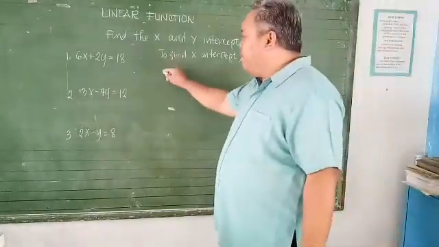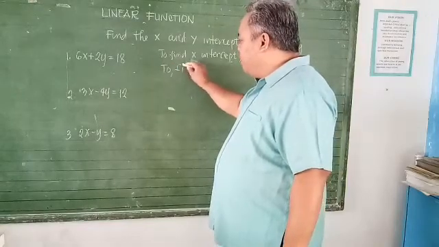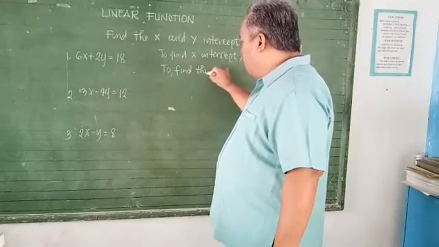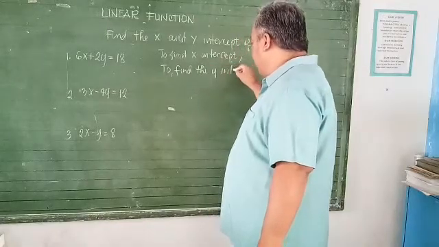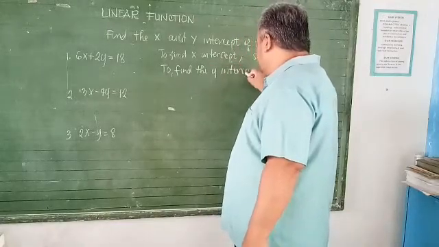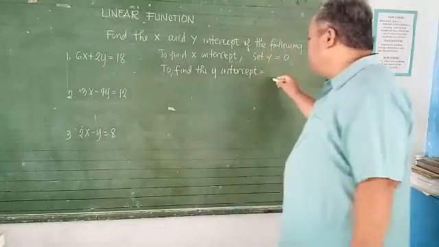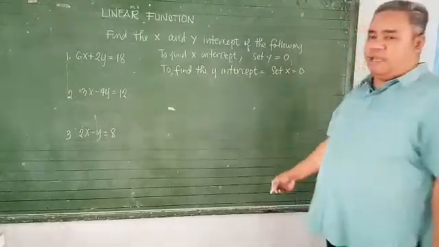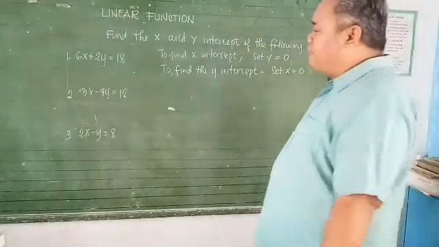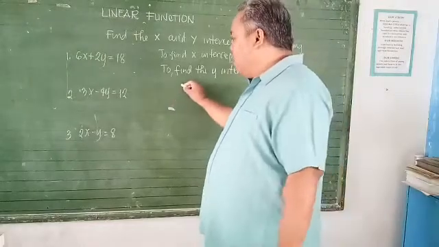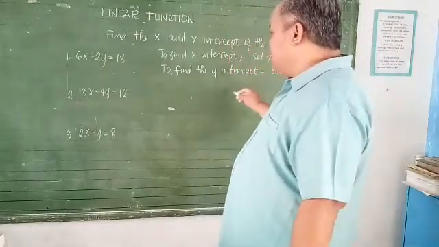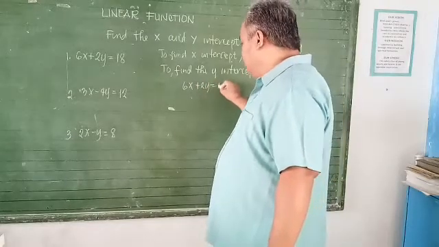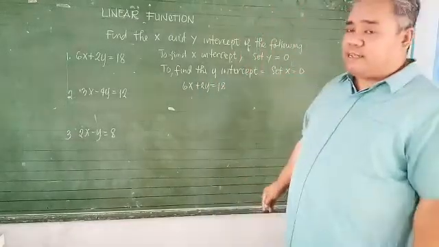Now likewise, to find the y-intercept, what will you do? Set x equals to 0. Okay. So let's say we're going to find the x and y-intercept of number 1. So let us find first the y-intercept. So 6x plus 2y is equals to 18. So I'm going to set x equals to 0.